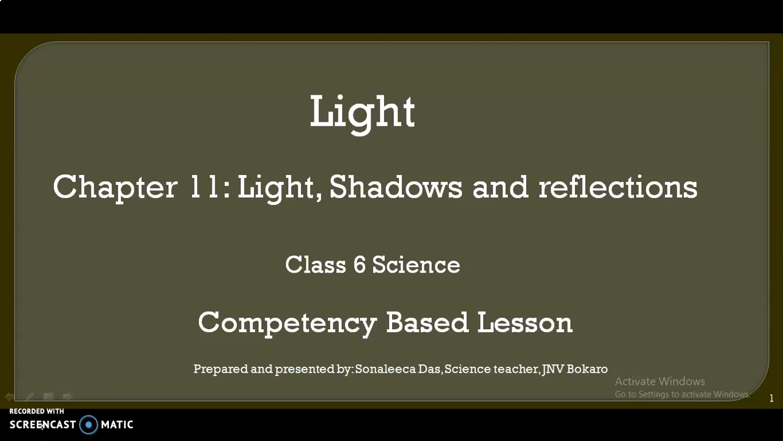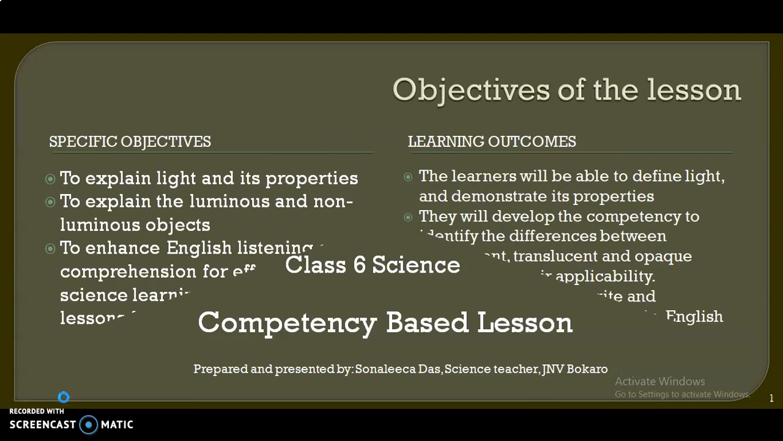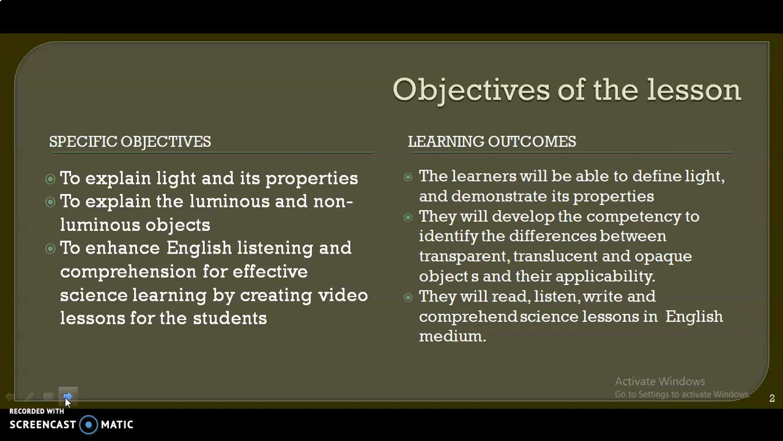Light, Chapter 11, Light, Shadows and Reflections, Class 6 Science. In this topic, we are going to learn about the definition of light, its properties, and the objects which are called luminous, the objects which are called non-luminous, the objects which are called transparent, the objects which are called translucent and opaque.